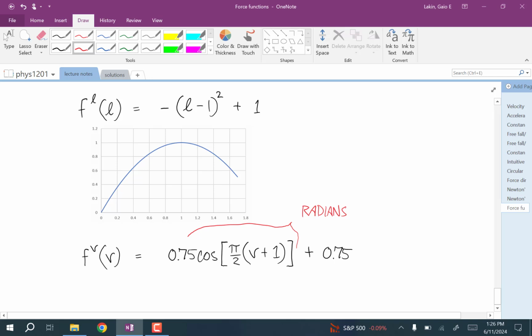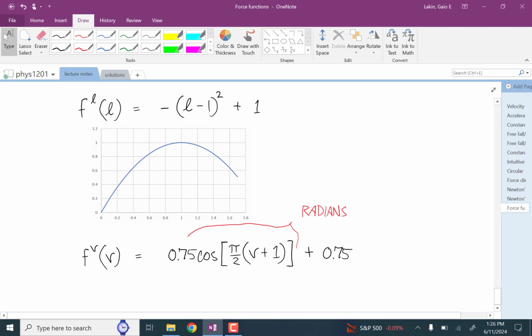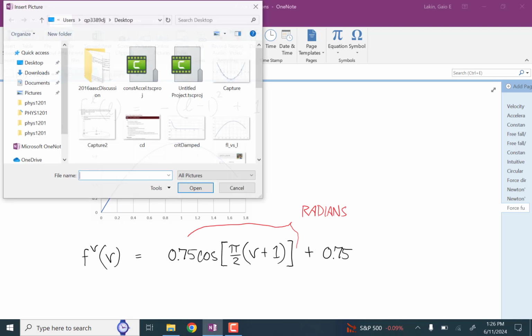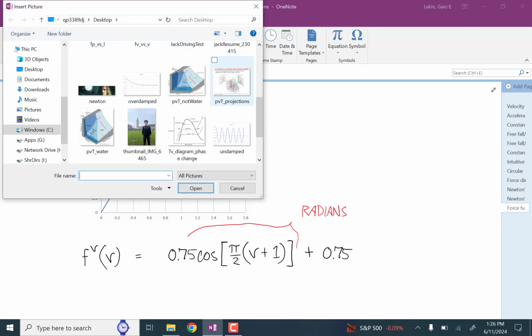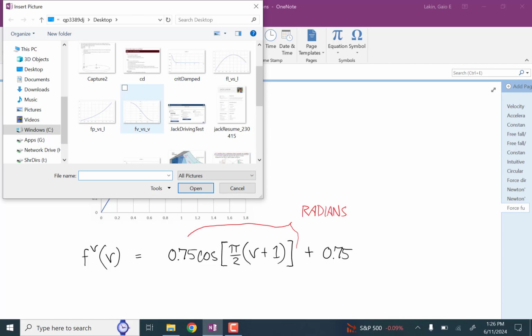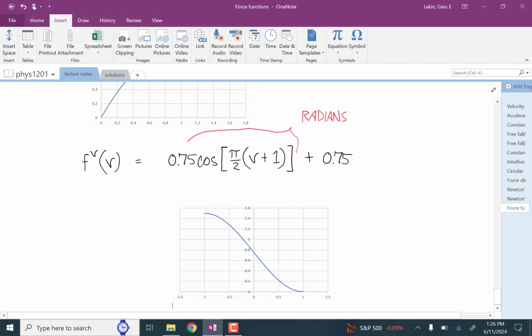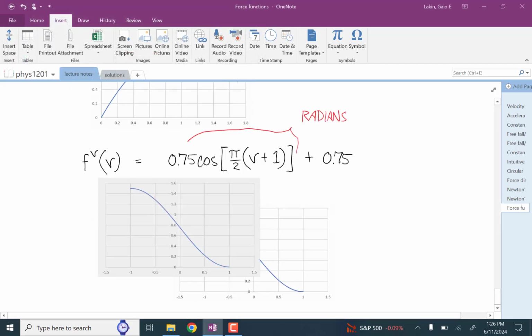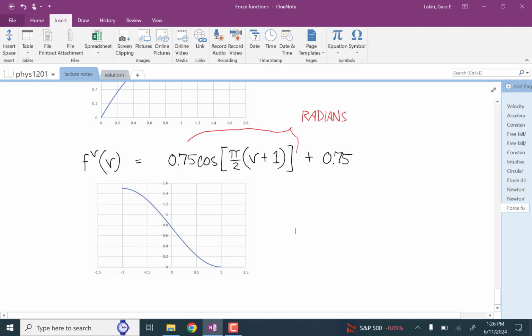Okay, so what does this sort of ugly function look like? So now I'm going to get my function fv versus v. And you can see that when the muscle is shortening, it produces a small active force. When the muscle is lengthening, it produces a big active force.